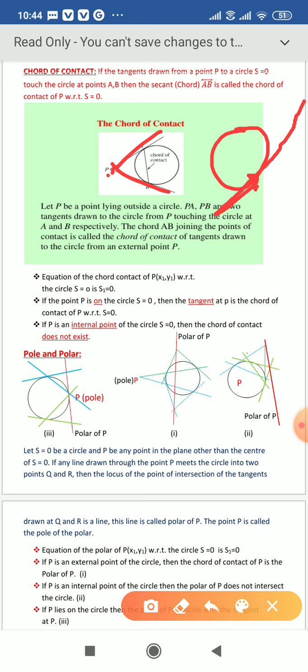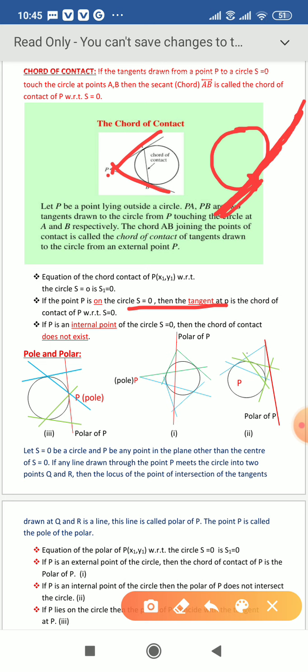Next, the definition of chord of contact. The chord of contact is nothing but a chord that passes through the points of contact. This is the point of contact. So the line passes through the point of contact. So the chord of contact is nothing but the tangent at the point P. That is the case if P is on the circle, you observe this.